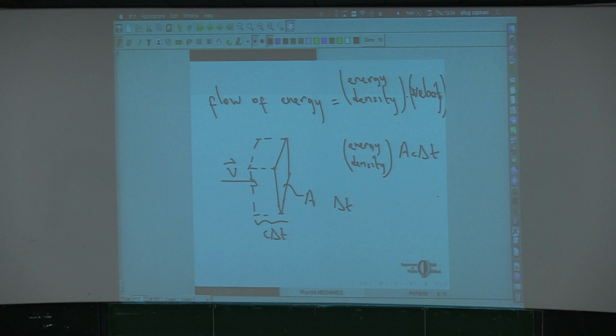Now, what we would like to find is the total energy that passes through a unit area, not an area A, but a unit area. So divide by A, per unit time. The time is delta t, so divide by delta t. So A cancels. What we are left with is this energy flow. It is the energy density multiplied by c, which is nothing but the speed of the electromagnetic wave we consider.